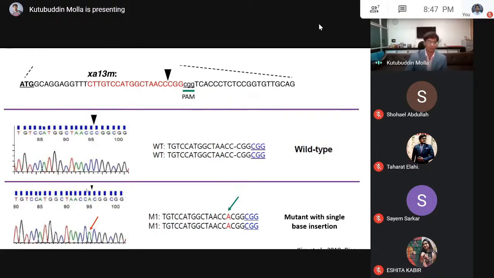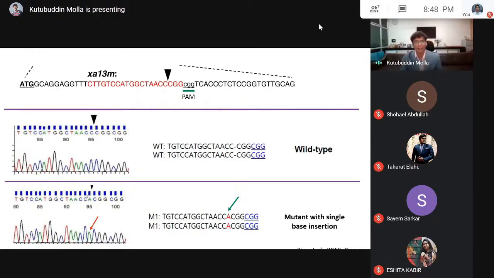If you compare these two chromatograms, you can see a peak here means 3 C, but within this 3 blue peak there is another green peak inserted. It means one nucleotide was inserted erroneously, and that insertion causes the disruption of the whole open reading frame of that gene. So that's why this gene is mutated. So this gene will not produce the same protein as it should in the normal condition.